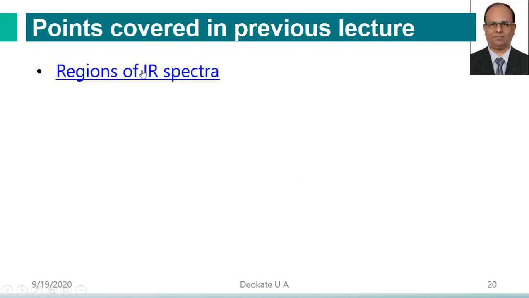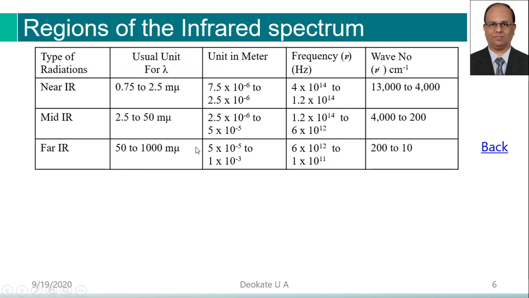Regions of infrared spectra. We have studied that the infrared region is divided into three main parts, that is near infrared, mid infrared and far infrared. We generally use micrometer ranges for measuring infrared spectroscopy: 0.75 to 2.5 micrometer, then 2.5 to 50 micrometer is the mid infrared region, and 50 to 1000 micrometer is the far infrared region.